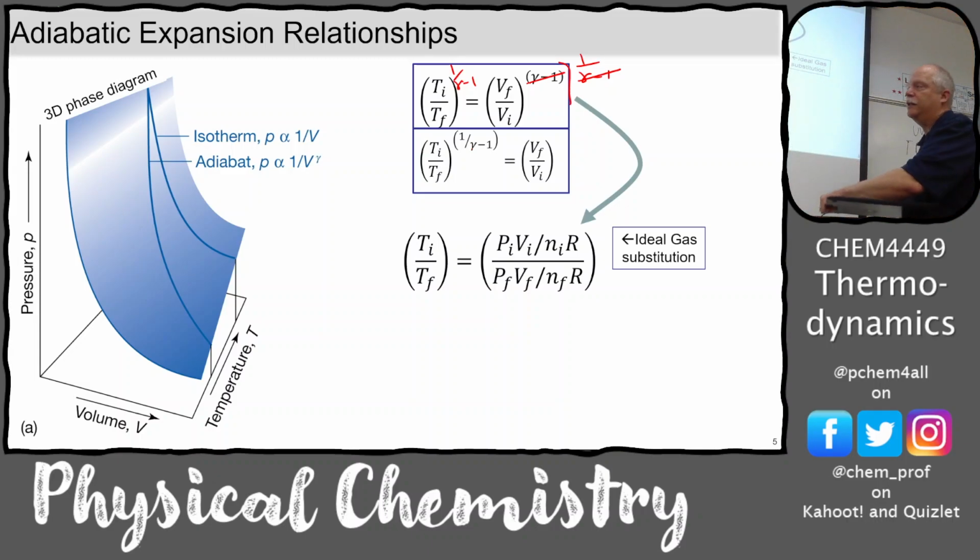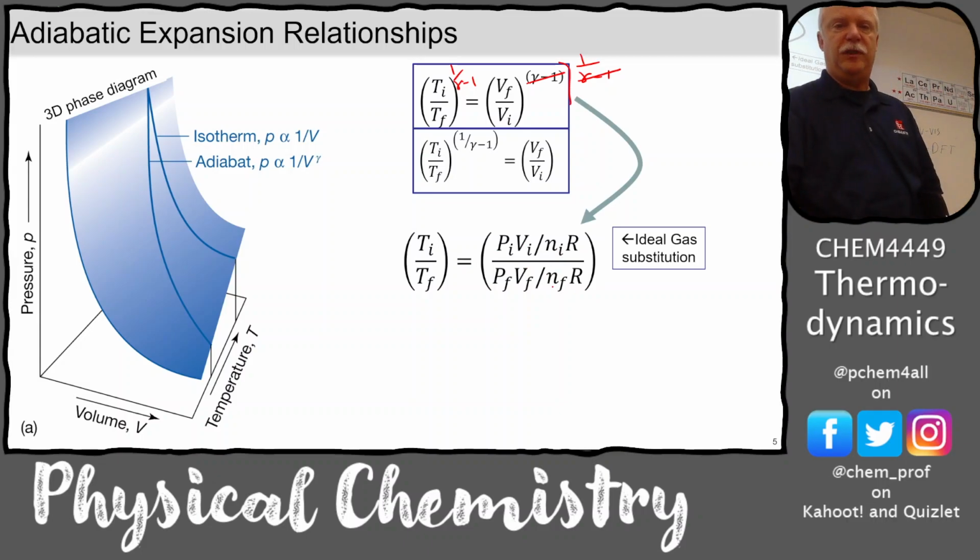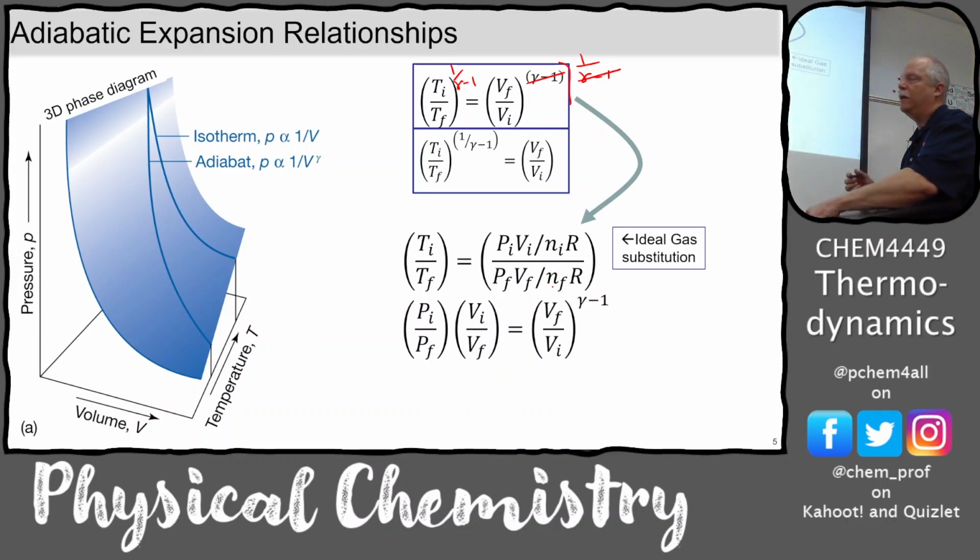Now, if we take this top one, we could take the temperature and substitute PV over nR, and we have initial volumes, initial pressures, initial numbers of moles, and so on, and then cancel the things that don't change, and so we end up with this particular situation.